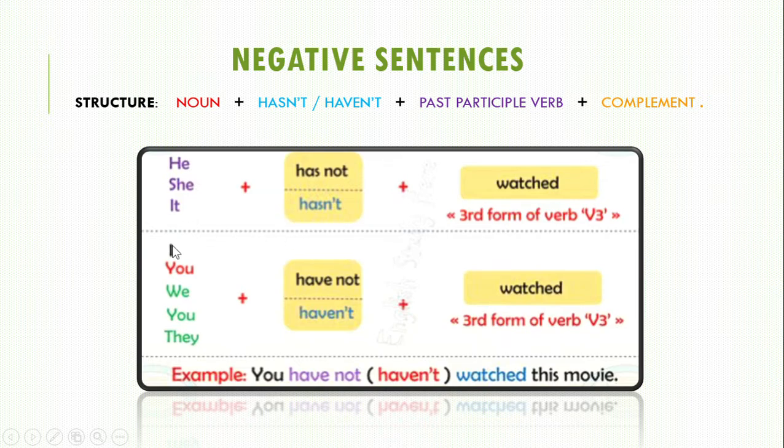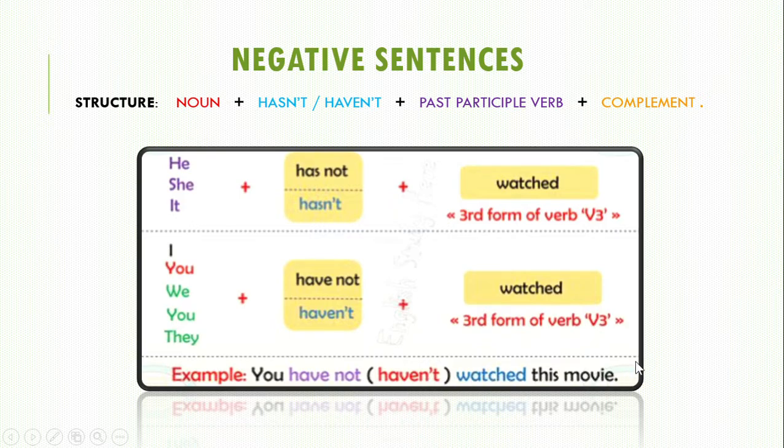Then we have I, we, you, and they plus have not or the contraction haven't plus a past participle verb. Here we have one example. You have not watched this movie, or with the contraction, you haven't watched this movie.